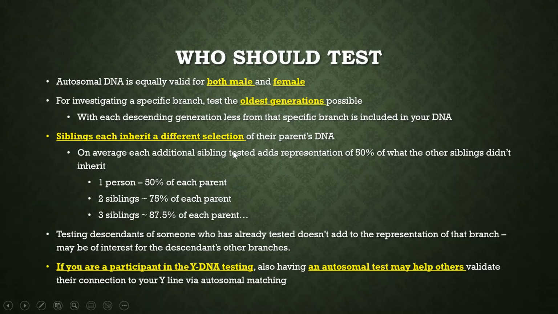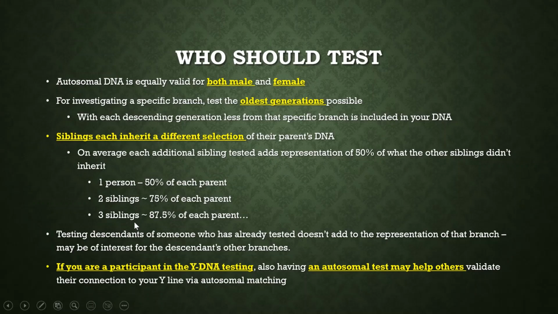Also, it's important to note that siblings each inherit a different selection of their parents' DNA. So if you can't go to an older generation, you can test multiple siblings to get a greater representation of what their parents had. With each additional sibling, you get an additional approximately 50% of what the other siblings didn't have. So it's a decreasing return with each additional sibling, but you're still getting more. With one person, they represent approximately 50% of each parent. If you get two siblings, then between the two of them, they'll have around 75% of each parent. Three siblings, you're bumping up to 87.5%, and so on.